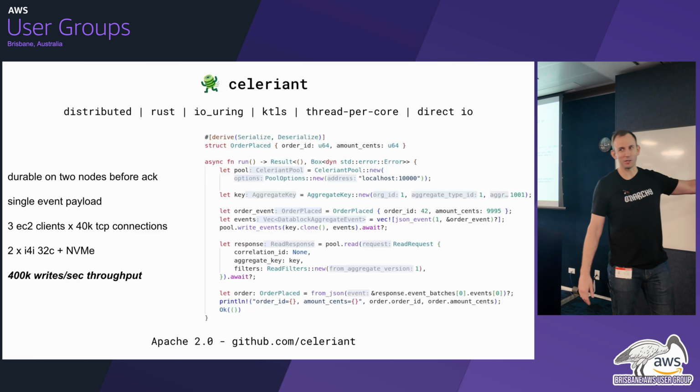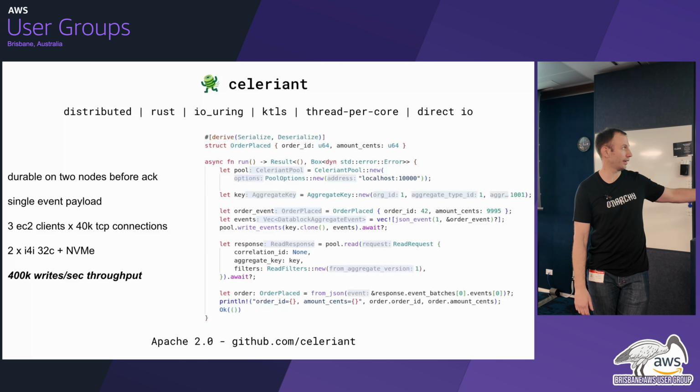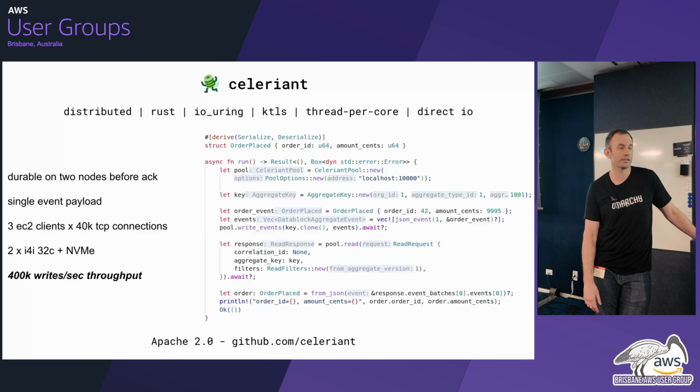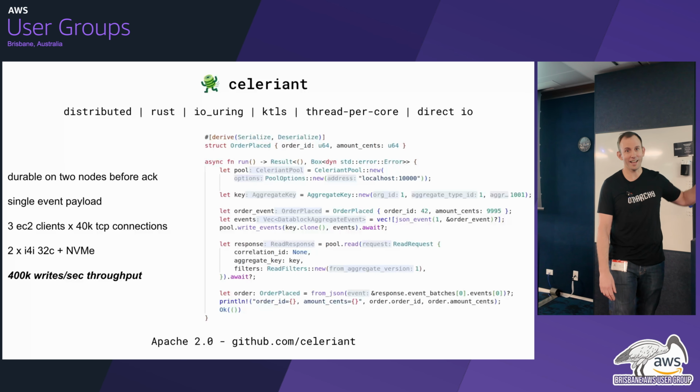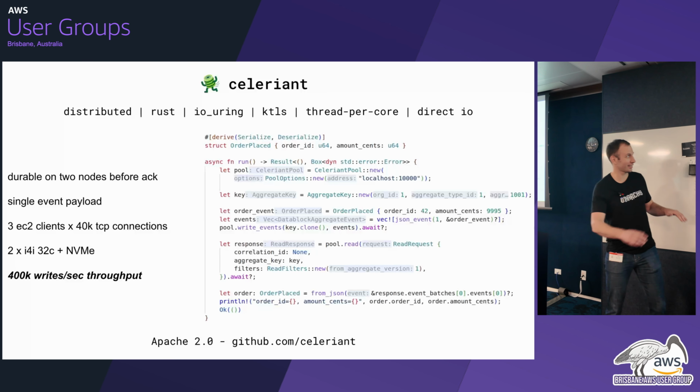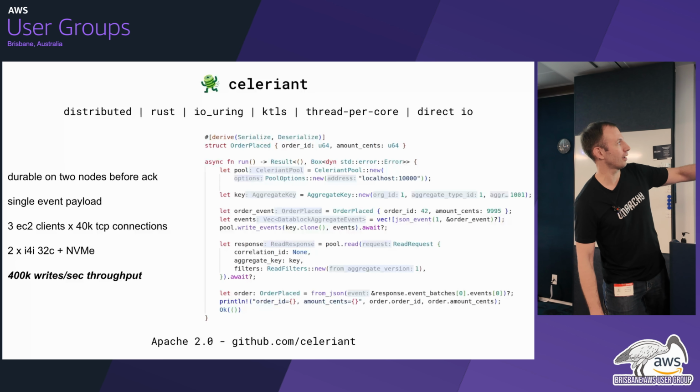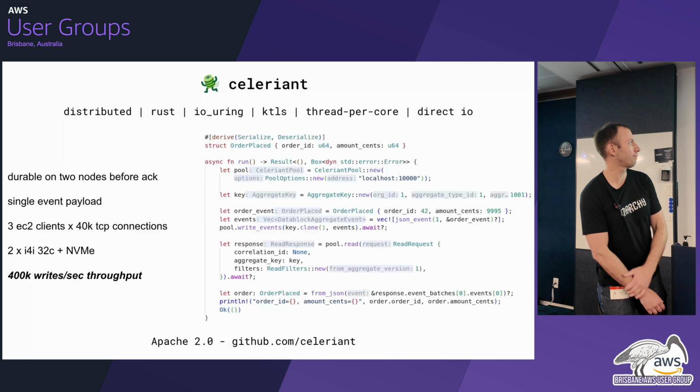So I just went out to challenge myself, and I actually ran it a month or two ago on AWS. I had an i4i instance. Those are the big boys that have an NVMe drive attached physically to the instance, so no shitty EBS volume. I had three EC2 clients, 40,000 connections hitting the database, and I'm sending out this order placed event, and it can hit 400,000 writes per second with that infrastructure.